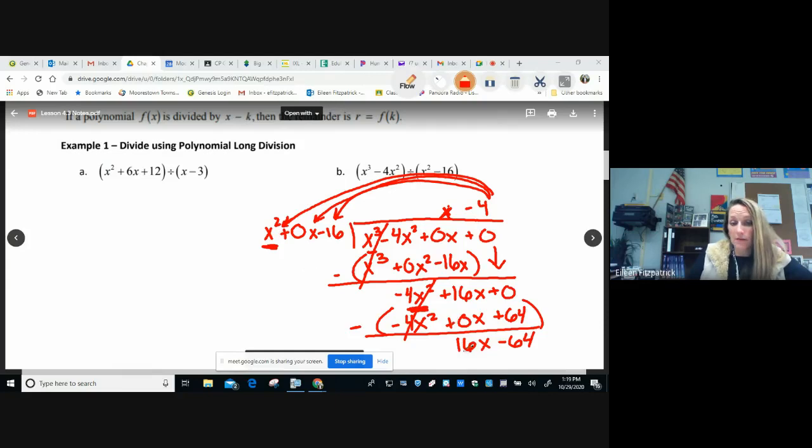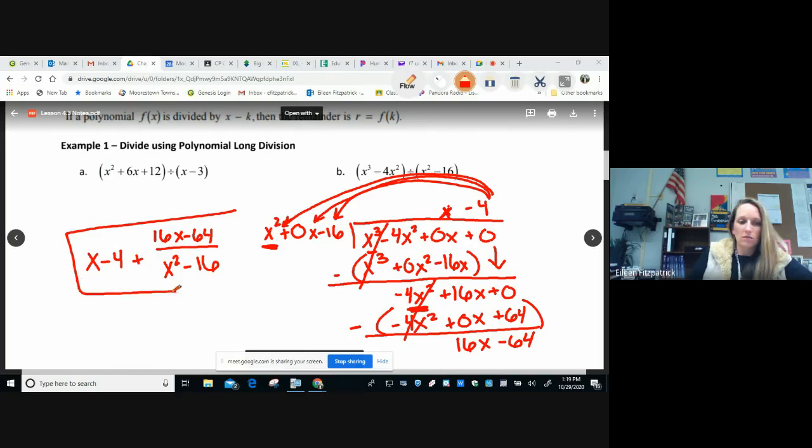I know I'm done because if I was to try to ask myself the same question again, what do I have to multiply x squared by to get 16x? You can't. As soon as what you're left with is 1 degree less than your leading term's degree, you know you're done, okay? So the answer, here's your quotient, is x minus 4 plus the remainder, which is left over, so 16x minus 64, over the divisor. Now your divisor, you can write it as x squared plus 0x minus 16. I'd be fine with that. But remember, we put that 0x in there. So I'm just going to write it as x squared minus 16. And that is your answer.